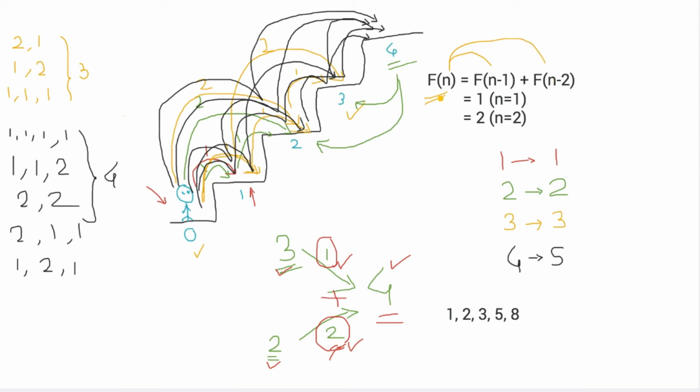And in this case, we can see that when finding the answer to f(n), we used f(n-1), which is certainly a smaller problem compared to f(n), and also we used f(n-2), which is again a smaller subproblem than f(n).